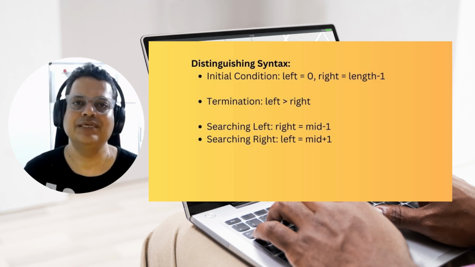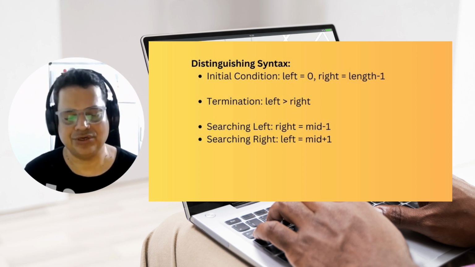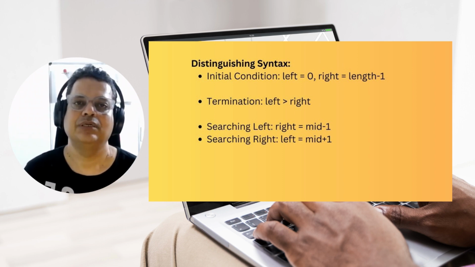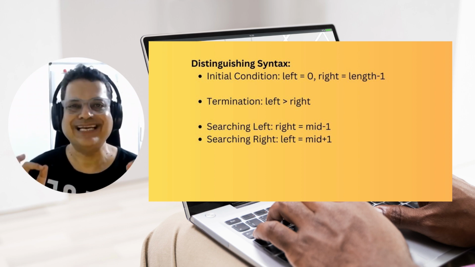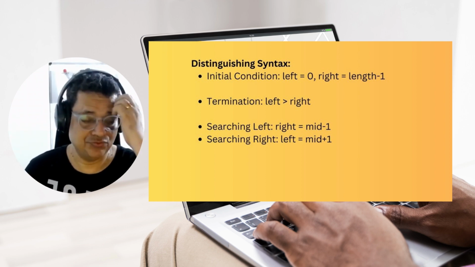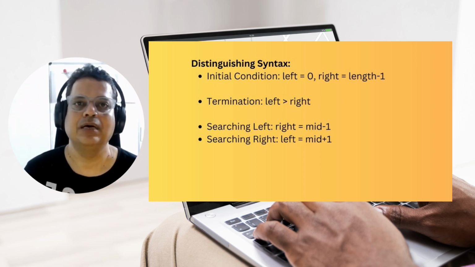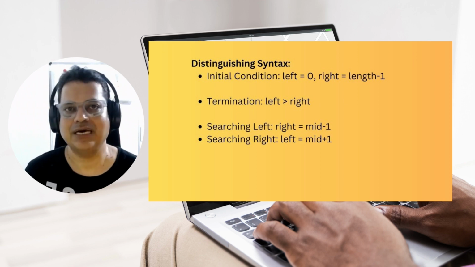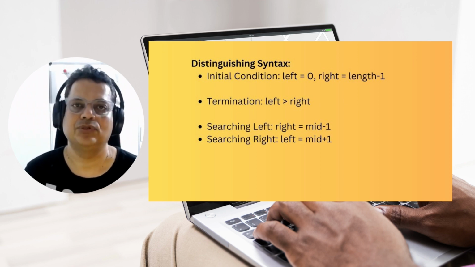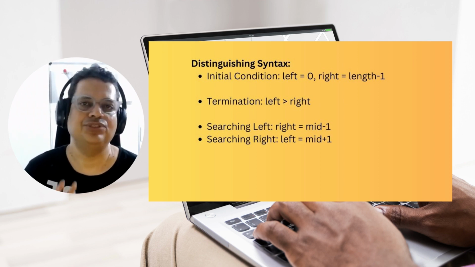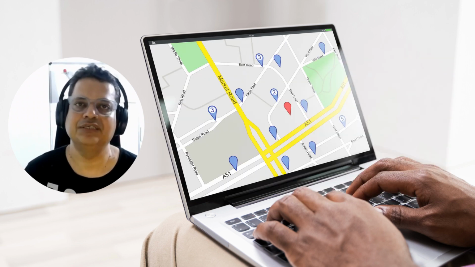Point one is the initial condition: left is equal to 0 and right is equal to length minus 1. The second is the termination condition: left is greater than right. And if you want to search in the left side, then you set right equal to mid minus 1. And if you want to search in the right, then left is equal to mid plus 1. So these are the solution structures you have to take care of if you identify the template one type.